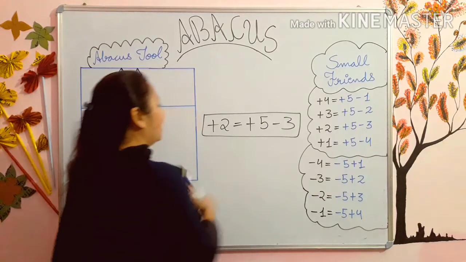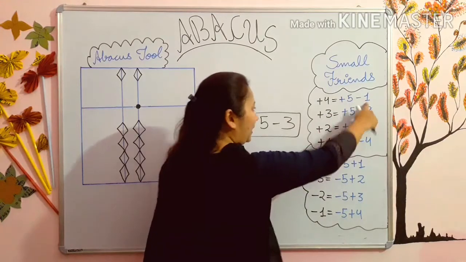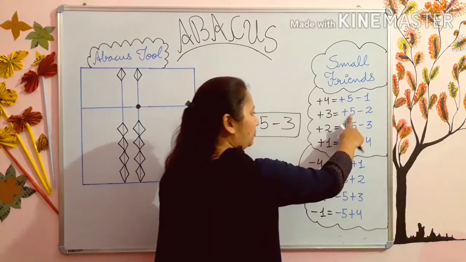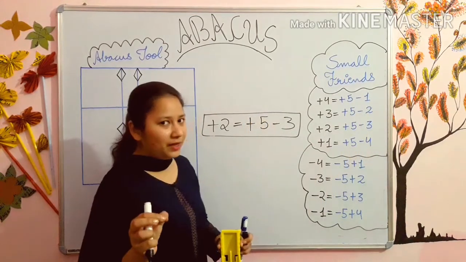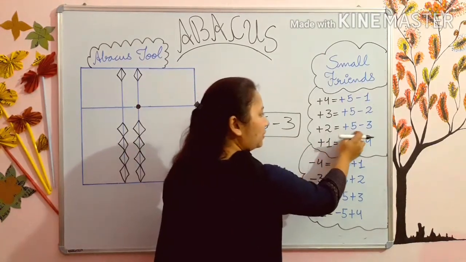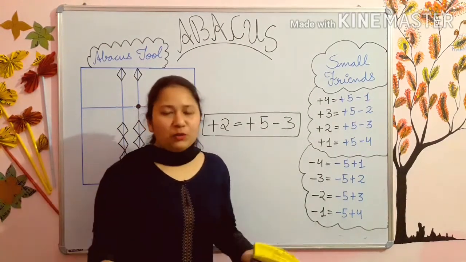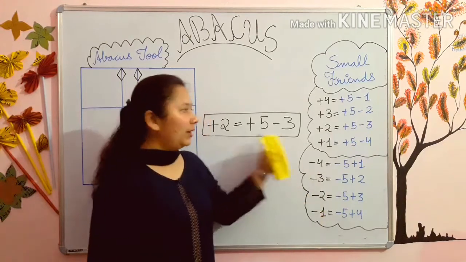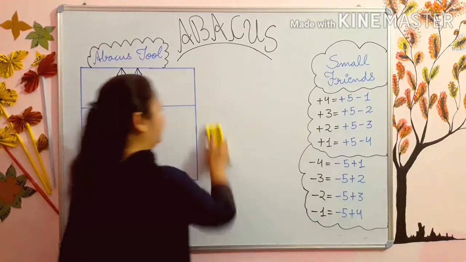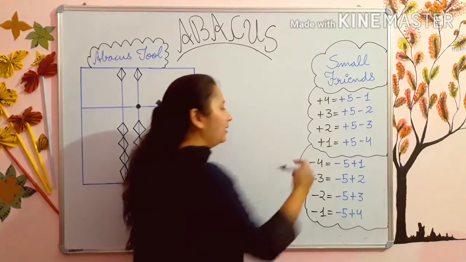Very nice. So students, plus 4 is equals to plus 5 minus 1. This formula we have completed. Plus 3 is equals to plus 5 minus 2. This also we have completed. And the last one was plus 2 is equals to plus 5 minus 3. Now 3 formulas we have completed and I have also provided you the practice PDF for it. Now our today's formula is the last formula of small friends of addition, which is this.